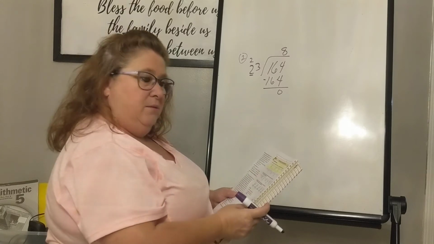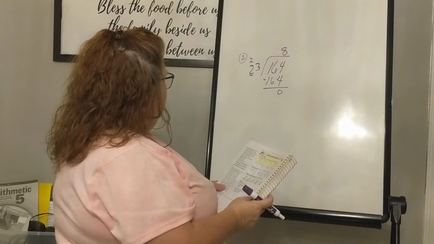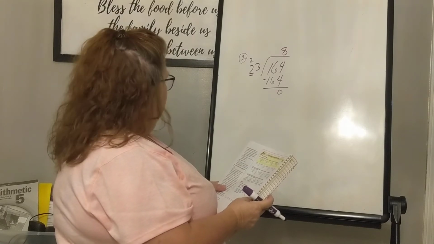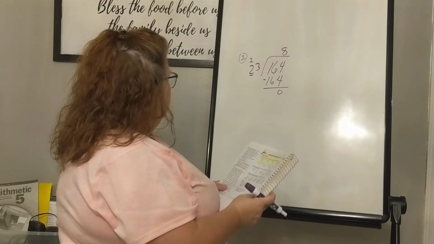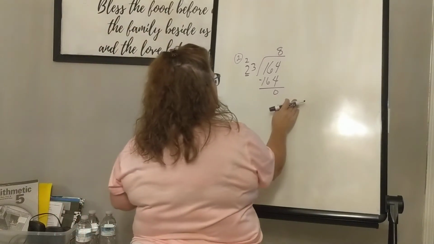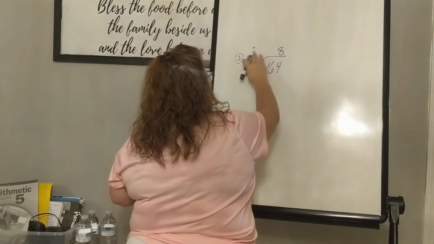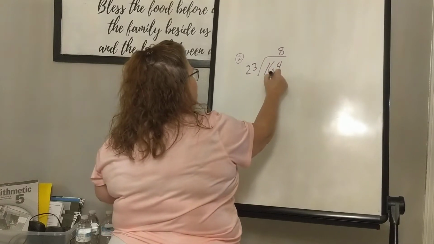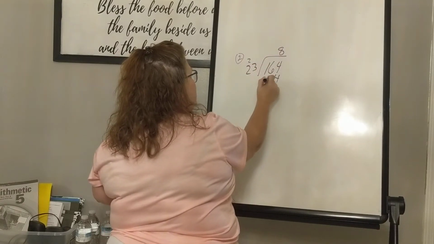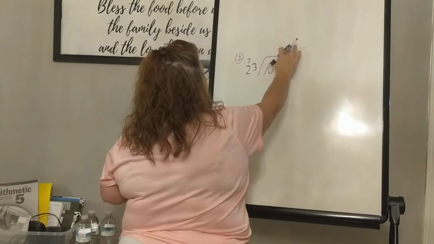remainder, and they have the wrong answer in my book. 8 times 3 is 24, put 4 down, carry the 2. 8 times 2 is 16. Oh no, because we had to carry our 2, that isn't right. Start over with me, I'm so sorry. Look, 8 times 3 is 24, put 4 down, carry the 2. 8 times 2 is 16, plus 2 is 18. It's too big, so that does not work.